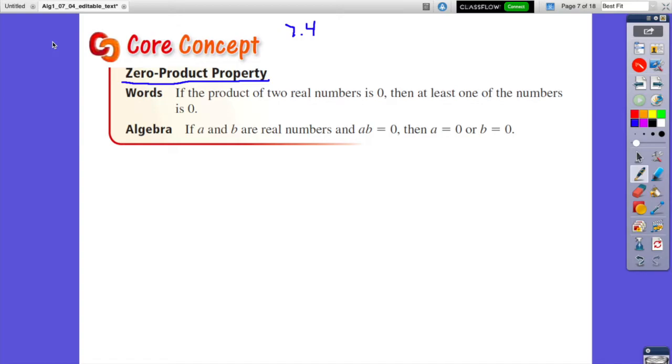Welcome to section 7.4. We're going to solve polynomial equations that are already in factored form, and this is pretty straightforward. First, we're going to learn the zero product property. It means that if two variables next to each other equal 0, then either the first variable equals 0 or the second variable equals 0. So one of the two has to be 0 in order for the product to equal 0.